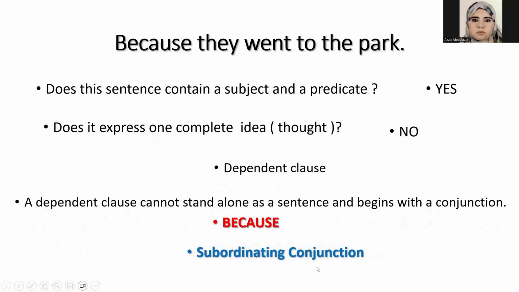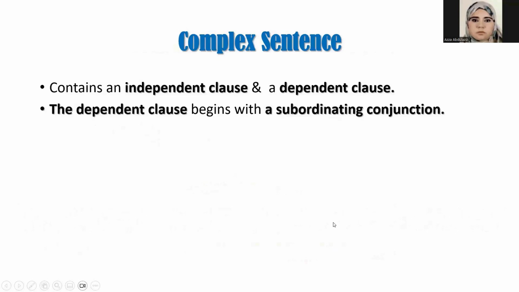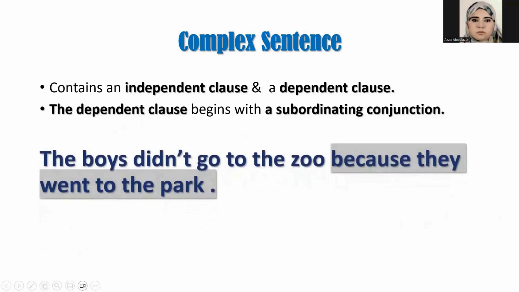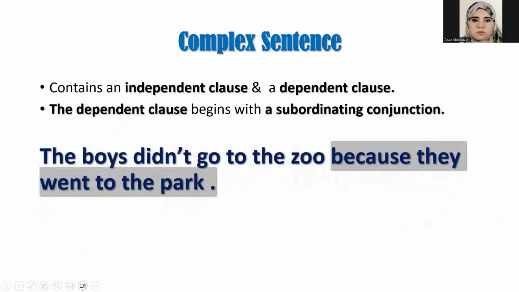So, this sentence is called a complex sentence. What is meant by a complex sentence? It's a sentence that contains an independent clause and a dependent clause. The dependent clause begins with a subordinating conjunction, like this example. The boys didn't go to the zoo, this is the independent clause. Because they went to the park, this is the dependent clause. Clear? Okay.